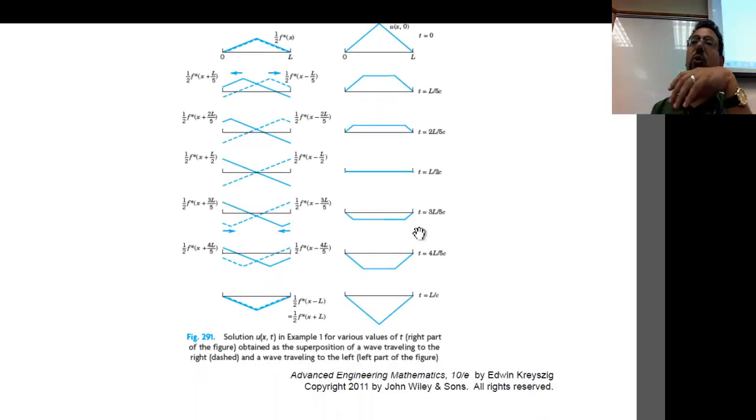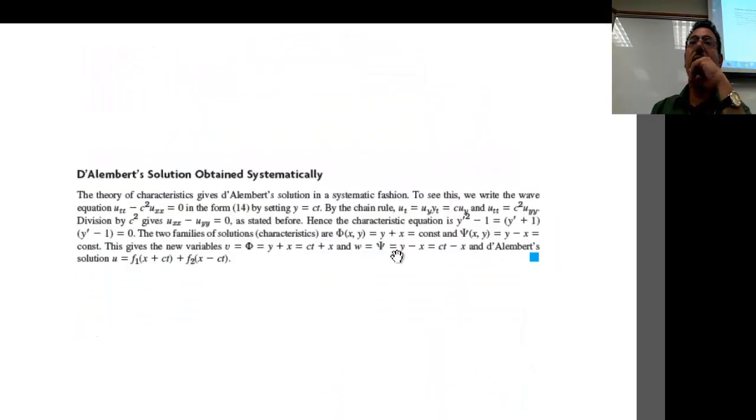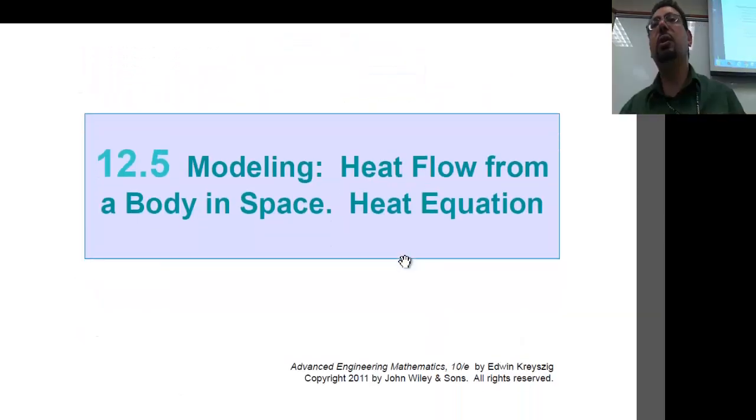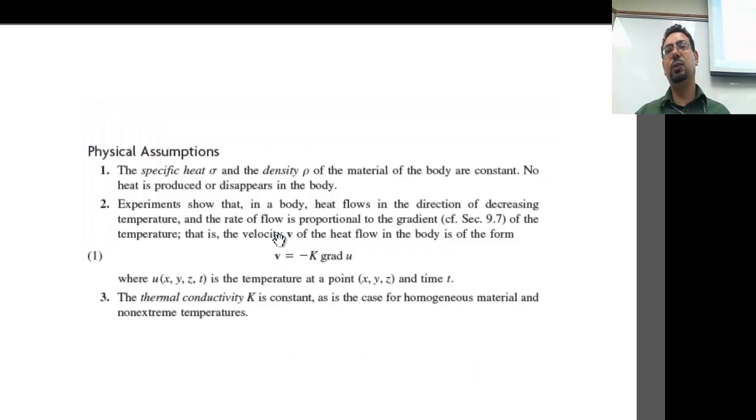You can see for different initial conditions what will happen to the wire. In the last 10 minutes, because I have to start chapter 21 next time, let's talk about this, 12.5.5. Modeling the heat flow from a body in space, the heat equation. This is important for heat transfer.